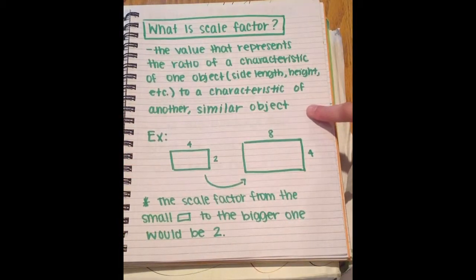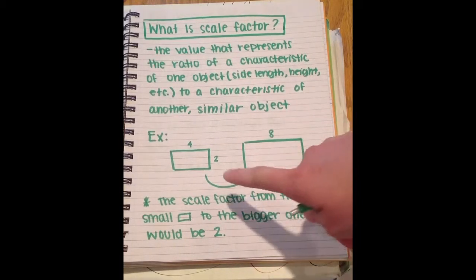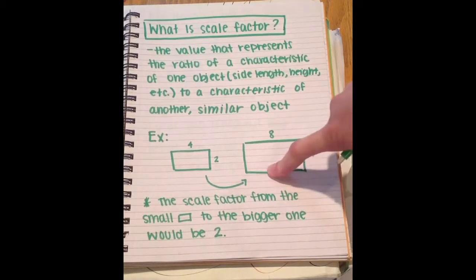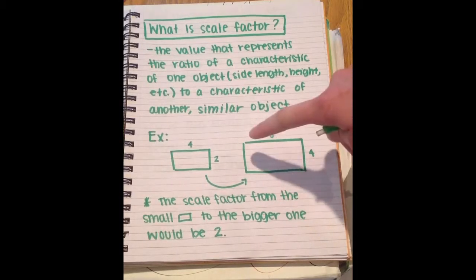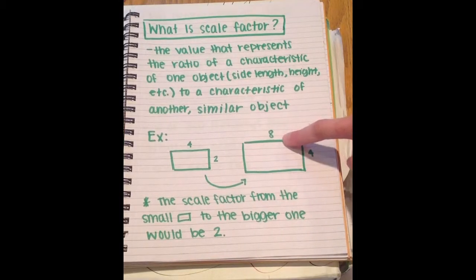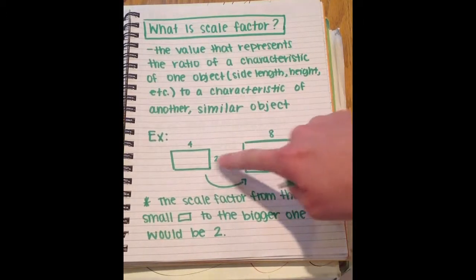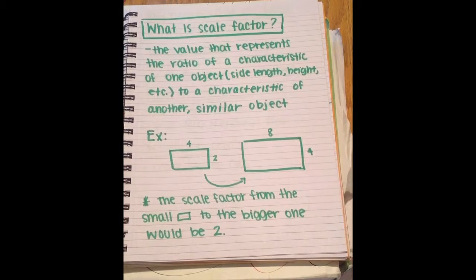So what is scale factor, or k? A scale factor is a value that represents the ratio of a characteristic, say a side length, of one object to another similar object. So for example, the scale factor between these 2 rectangles would be 2, because in order to get from one to the other, you have to multiply the side length by 2. So your check to make sure your scale factor is correct would be 4 times 2 equals 8, and 2 times 2 equals 4.